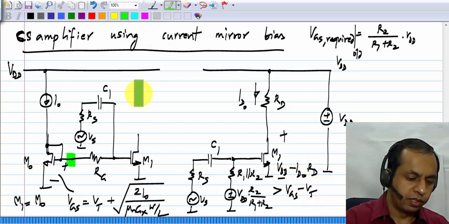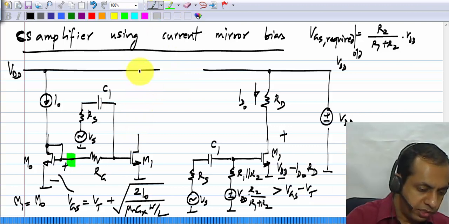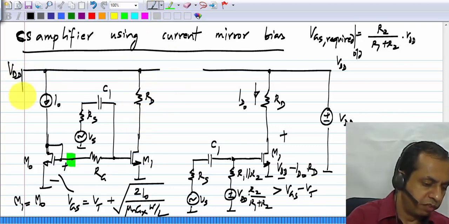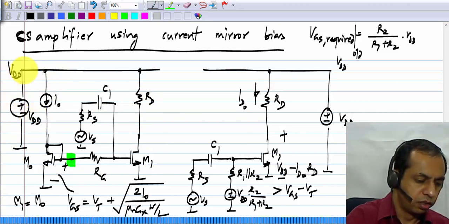Now we can use exactly the same technique here. We can bias it through a drain resistor RD. By the way, this VDD of course also means that there is a voltage source of VDD between there and ground.